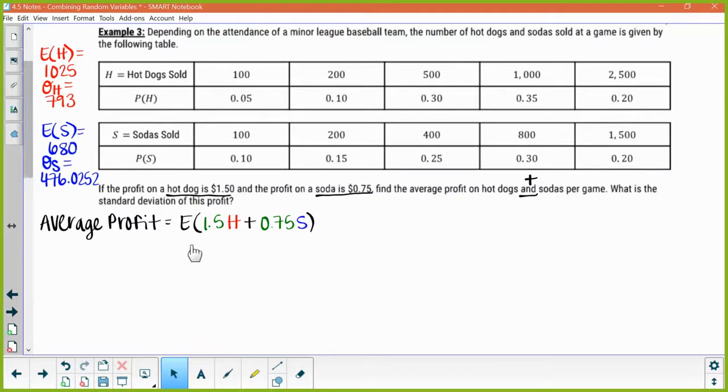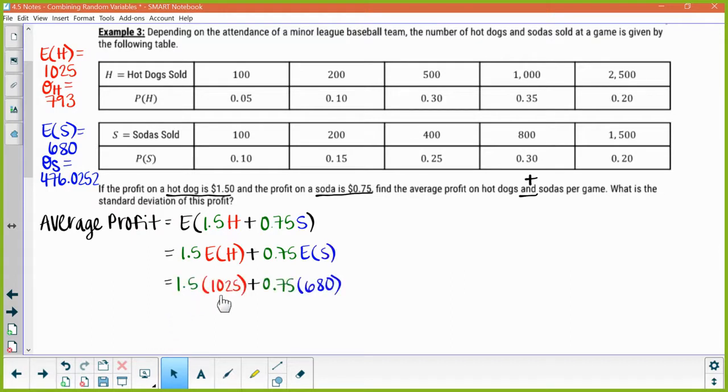So all I have to do is take 1.5 times the expected value of hot dogs plus 0.75 times the expected value of sodas. That's going to give me 1.5 times 1,025 plus 0.75 times 680, which is $2,047.50. So in the long run, we would expect them to profit $2,047 on a random game night, randomly selected game night.